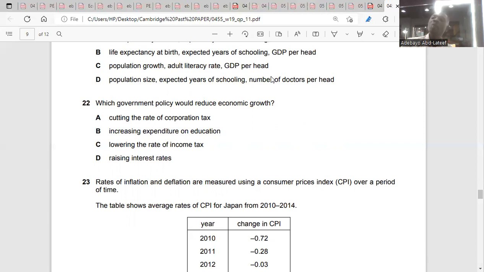For A, if government cuts corporation tax, it means profit of firms will increase. B, increasing expenditure on education: people will get more skills and training, and output will increase in the economy. Lowering the rate of income tax: people will have more money to spend, disposable income and aggregate demand will increase. The answer is D. If government increases interest rates, people and firms will not be able to borrow money from the bank. Investment will fall. Output will reduce. Is it clear? So 22 is D. 23, please.